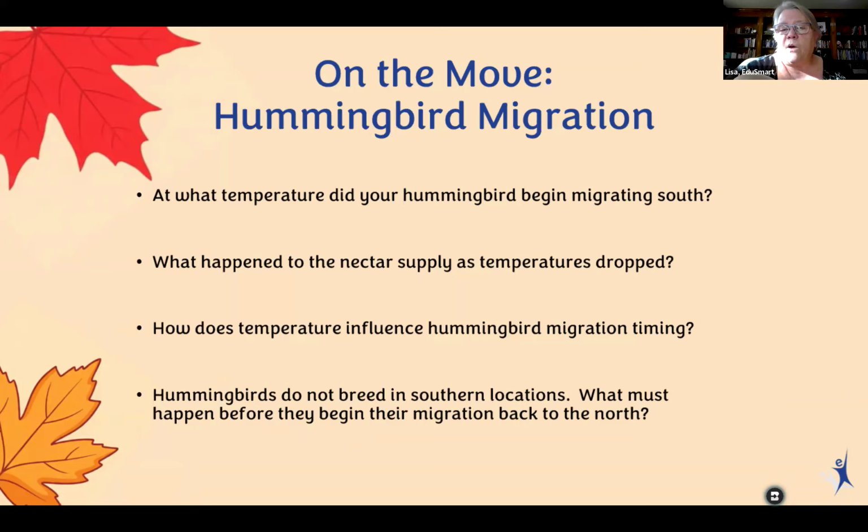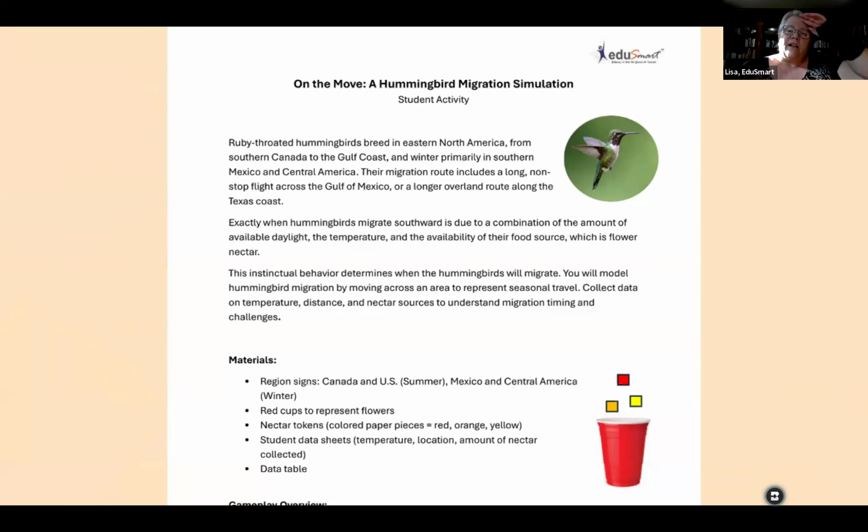And so these are just some of the questions that I asked the kids. At what temperature did your hummingbird begin migrating south? What happened to the nectar supply as the temperatures drop? How does temperature influence migration timing? Hummingbirds don't breed in southern locations. What has to happen before they'll begin their migration back to the north? There are more questions than that, but I just put a few of them in here. And then I put a copy of the activity in a Google Drive folder that I'll share.